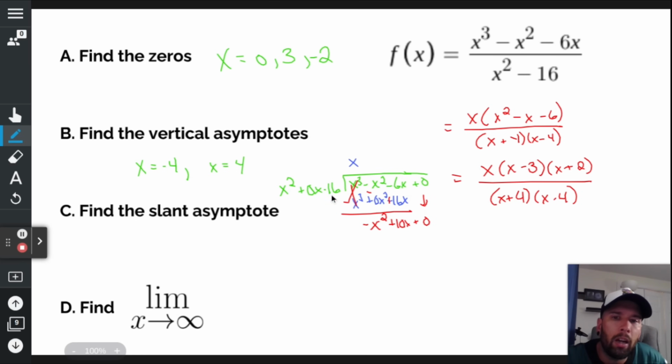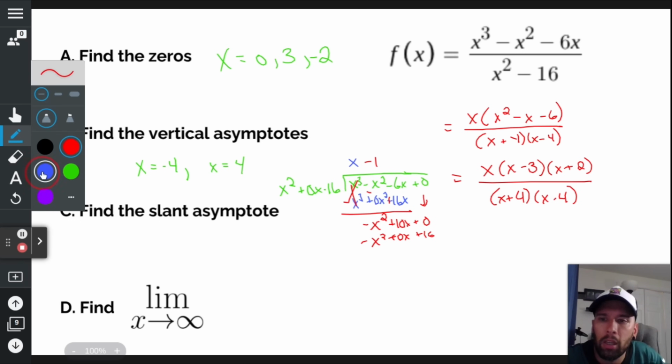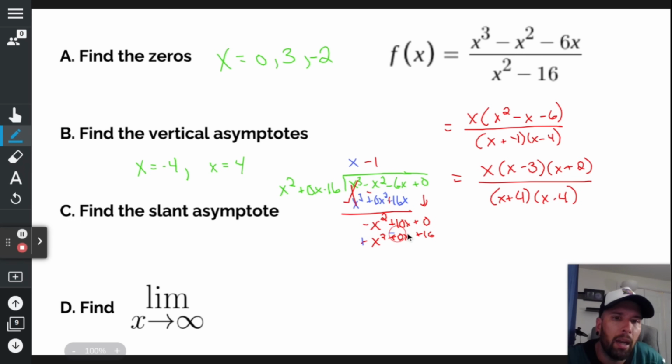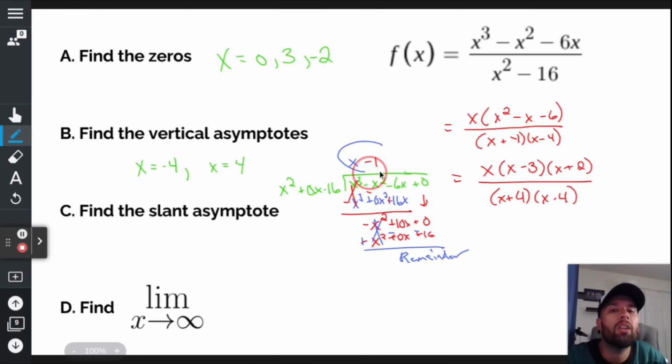Okay? X squared times what is negative x squared? Negative 1. Negative 1 times x squared is negative x squared. Negative 1 times 0 is 0x. Negative 1 times negative 16 is 16. Flip the signs on everything because you're subtracting. So plus, minus, minus. You go away, and you're going to be left with some remainder. Now, who cares? Because this guy gives me the equation of the slant asymptote. So my equation of the slant asymptote is y equals x minus 1.